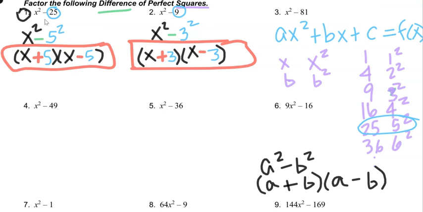Difference of squares are actually very nice. Once you can identify them, they're very easy to factor. The key part, again, is just identifying whether or not you have perfect squares. Let's do one more. So let's look at number 4.